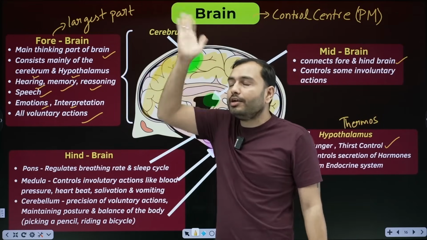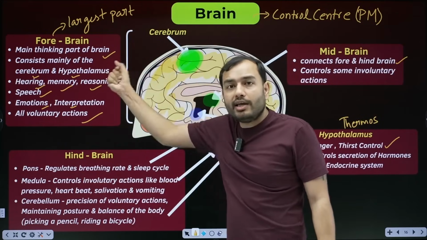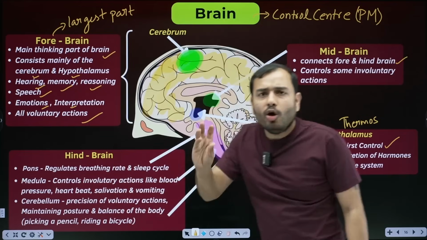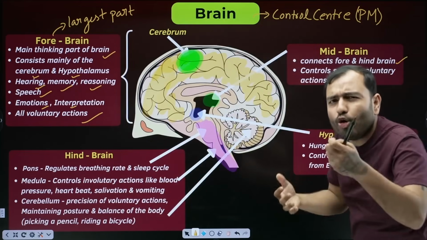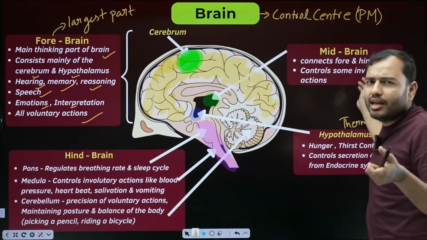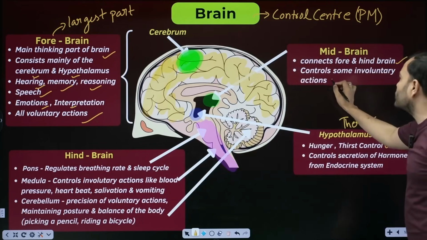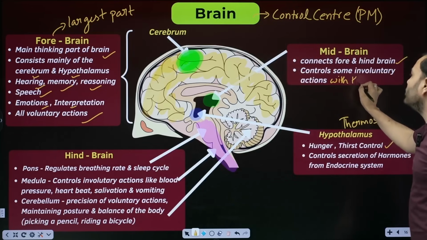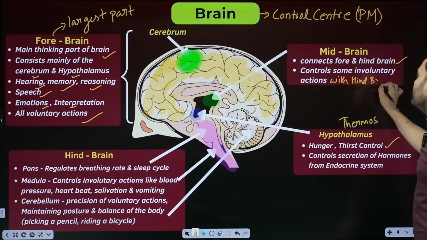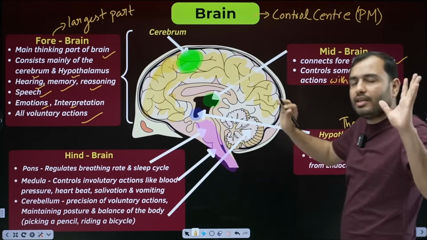So remember, whenever there's talk about voluntary action, the answer will be forebrain. For involuntary action, it will be hindbrain. And what does the midbrain do? It connects the two. And it does some involuntary actions with the help of the hindbrain. They do it together; it can't do this alone. So just remember one function for it.